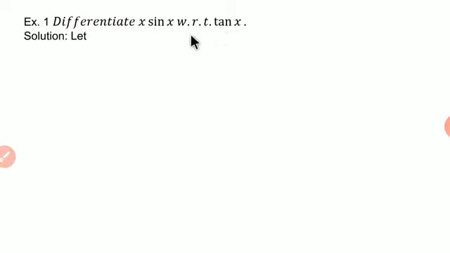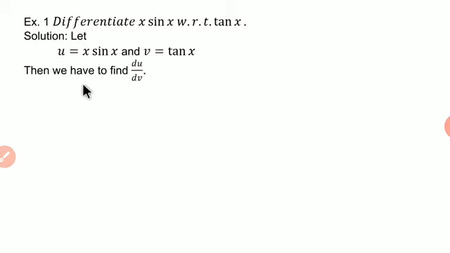Let us denote these two functions as u and v. So u is equal to x sin x and v is equal to tan x. Then we have to find du by dv, and it is given by du by dv is equal to du upon dx divided by dv by dx. We call this as relation number 1.